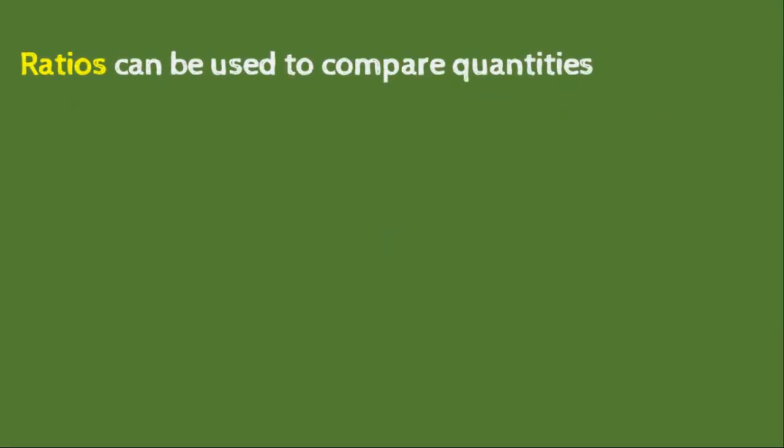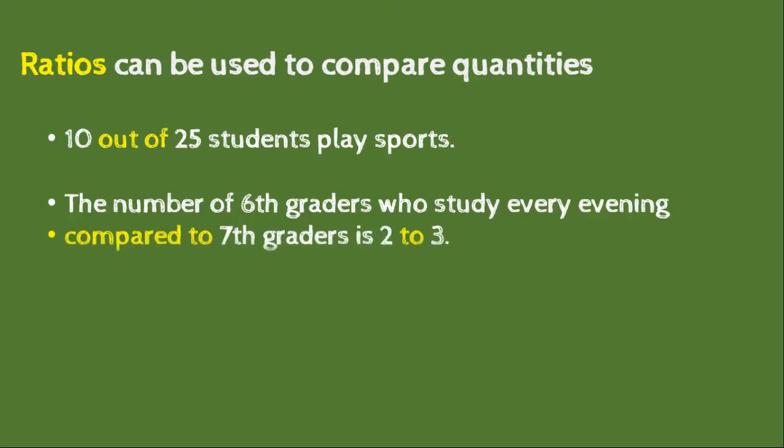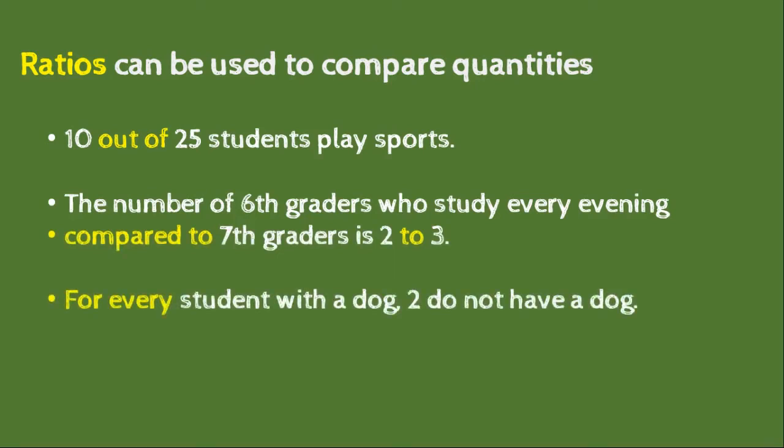Ratios can be used to compare quantities. 10 out of 25 students play sports. Out of is the key word there, and 10 and 25 are the specific numbers we are comparing in a whole. The number of 6th graders who study every evening compared to 7th graders is 2 to 3. We compare 6th graders to 7th graders, and we are also given the ratio 2 to 3.